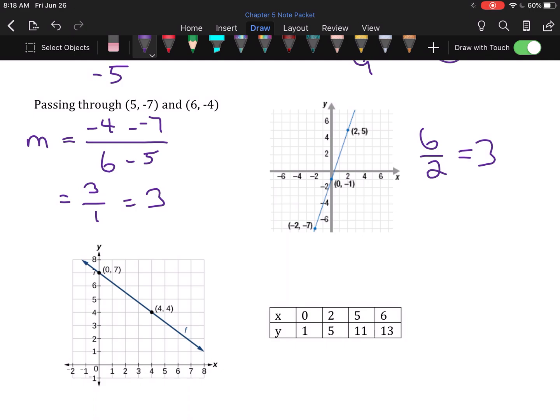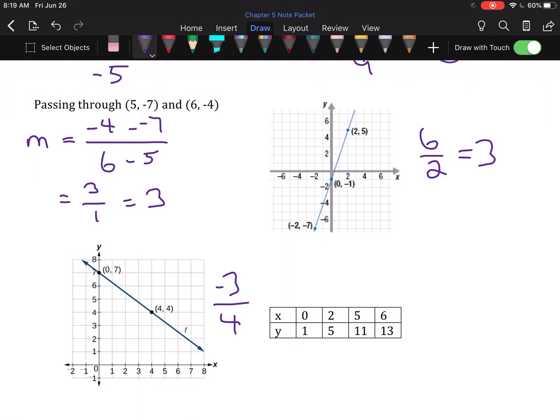This next graph down here, again, count. You're going to go down 3, right 4. Down 3, right 4. Negative 3/4. Done. When you're given a graph, and you're given ordered pairs on it very clearly, don't waste time doing the formula. The formula is not hard, but it does take 10, 20, 30 seconds to do. Counting should only take 5 to 6 seconds. Save the time and count.